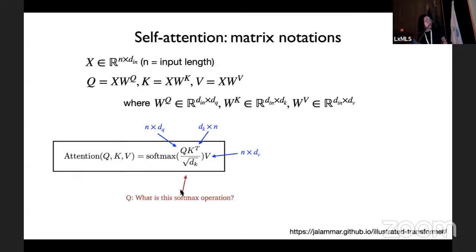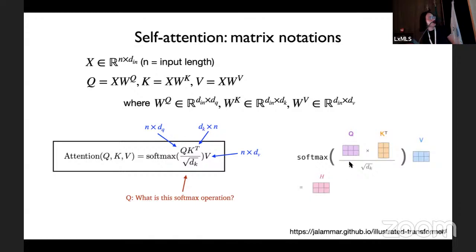Importantly, I should mention what this softmax operation actually is. Softmax is basically taking a list of numbers and converting it into a probability distribution. But here we have an N by N matrix. So when you say apply softmax on top of the N by N matrix, it is actually a row-wise softmax. You apply the softmax to every single row of this matrix, not taking all the numbers in the matrix together.